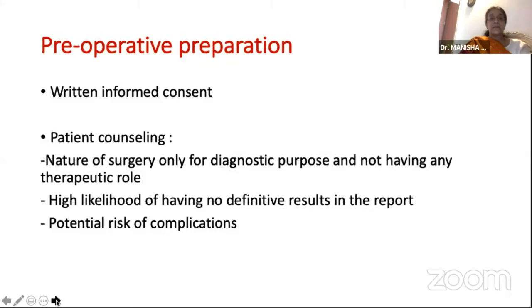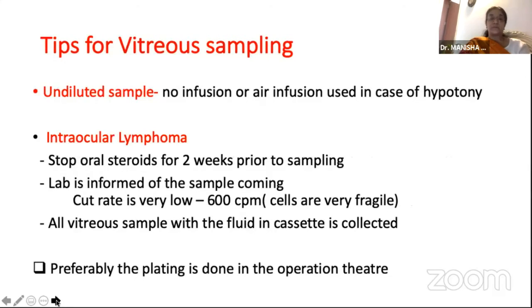Even though it's a vitreous biopsy, informed consent is essential because it is an intraocular procedure, and we have to counsel the patient very properly, because many times they think that you are doing it for a therapeutic purpose, while it is basically being done only for a diagnostic purpose.